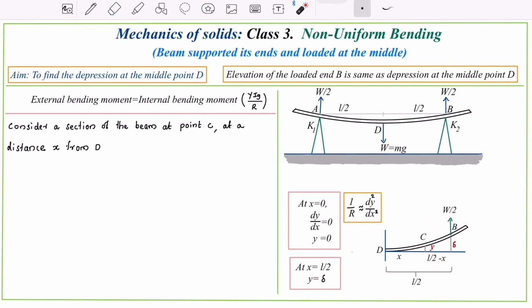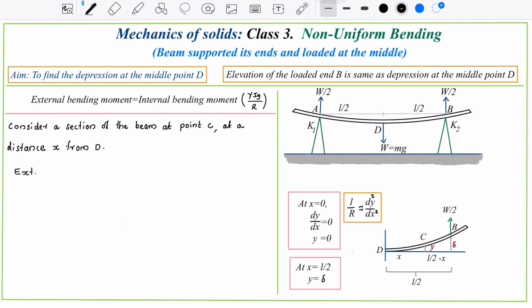C is at a distance x from the middle point, and the total length of this inverted cantilever is L by 2, and you have to consider this portion. If the distance between D and B is L by 2, we can clearly say that the distance between C and B is L by 2 minus x.